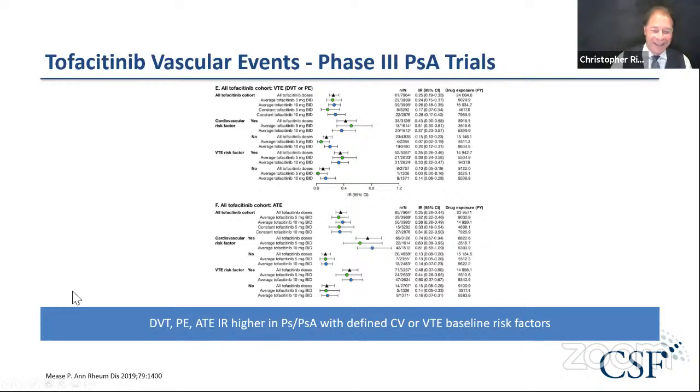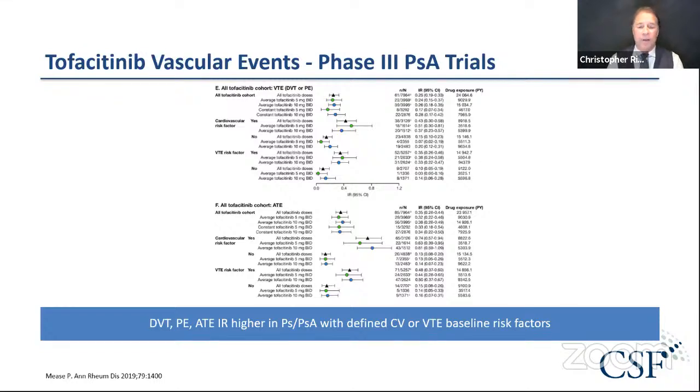Philip, your paper. This is also a paper by Philip Mease, where they looked at the vascular events from all phase 3 PsA trials. And you're seeing in E the VTE, which includes DVT and pulmonary emboli. They're breaking this down by the entire cohort versus those patients who had cardiovascular risk factors, or those who had VTE risk factors. And what you can see here is that those patients with either cardiovascular or VTE risk factors were more likely to develop a DVT or a pulmonary embolus.